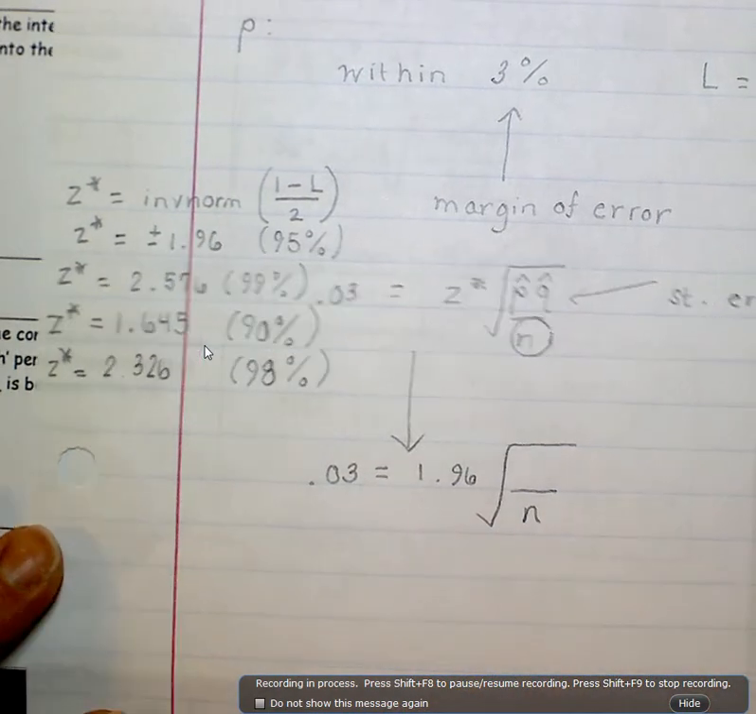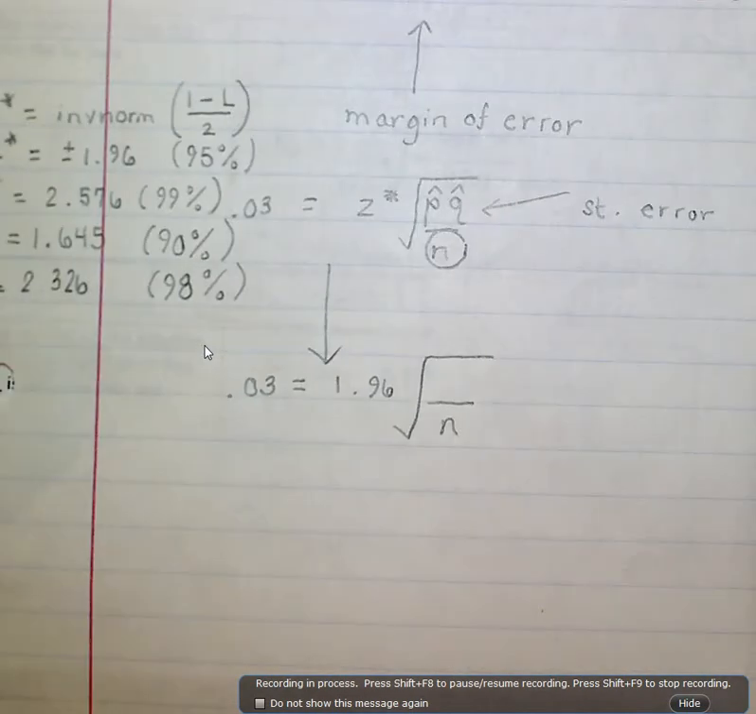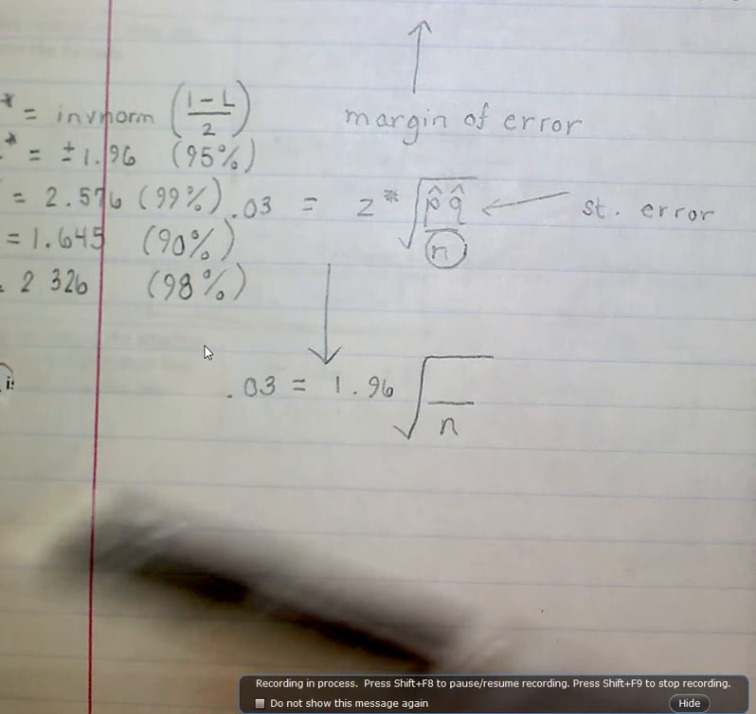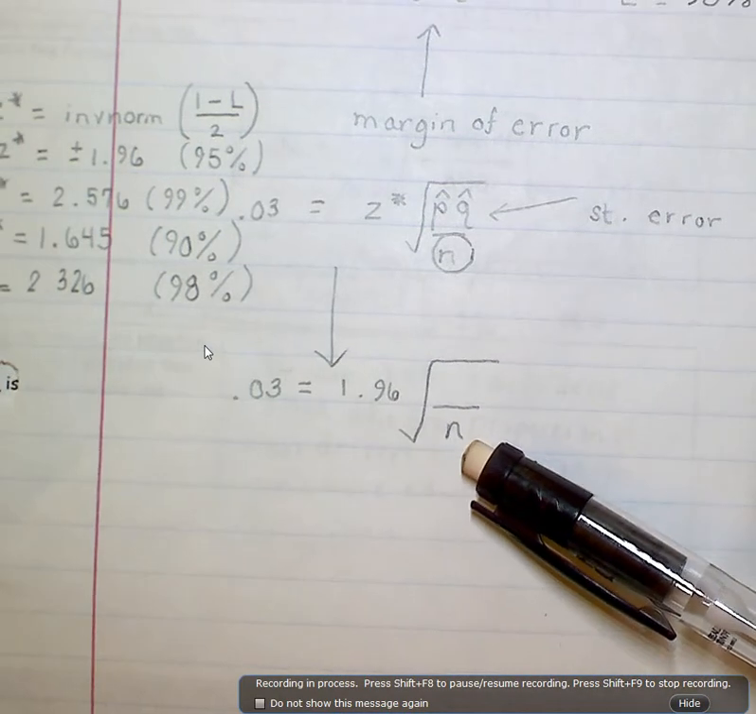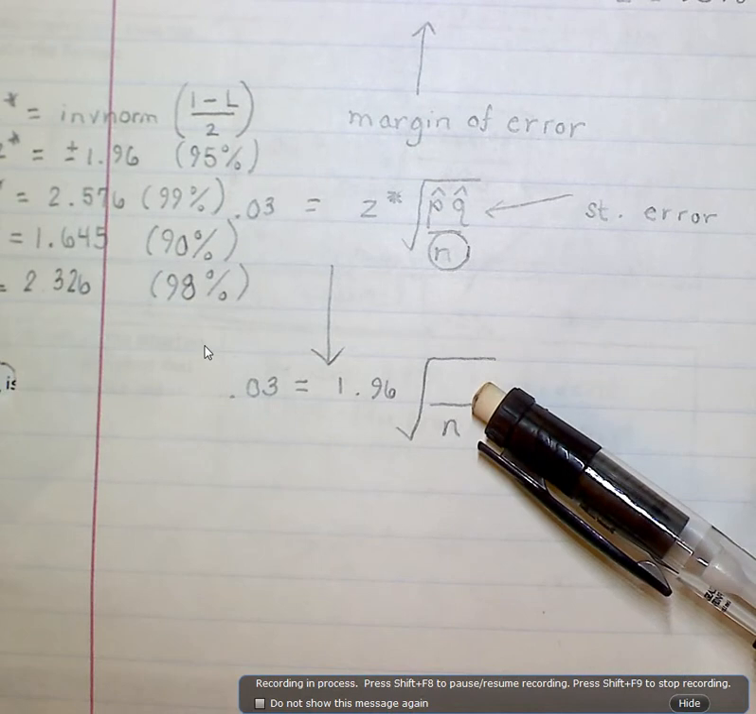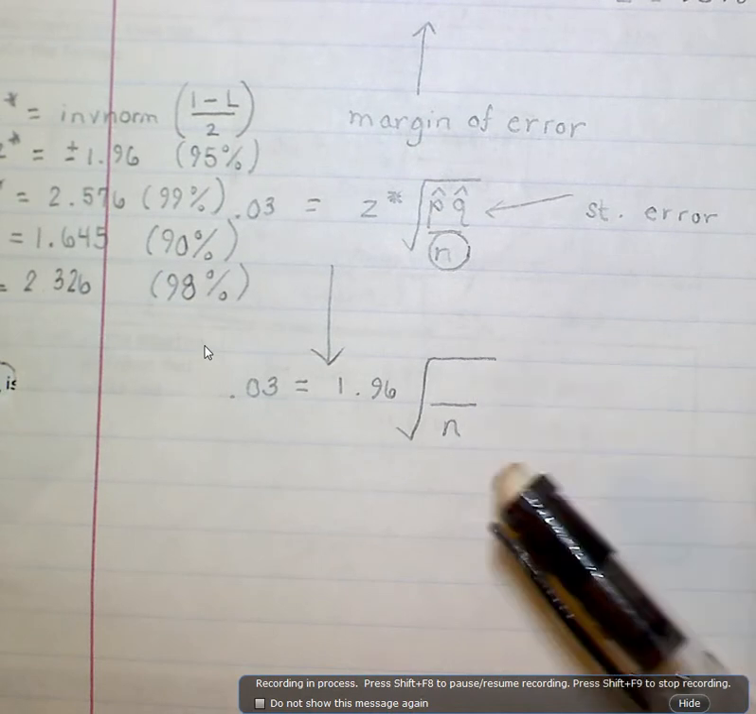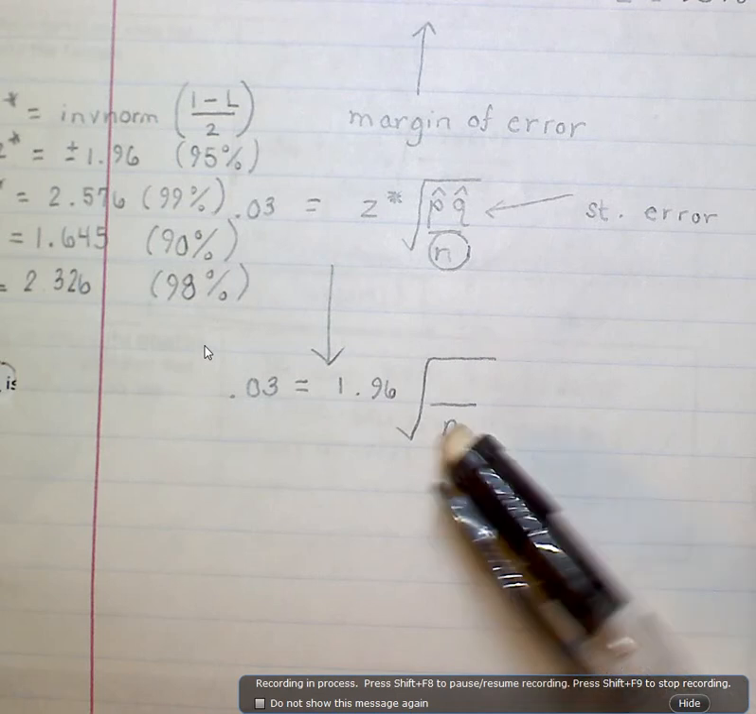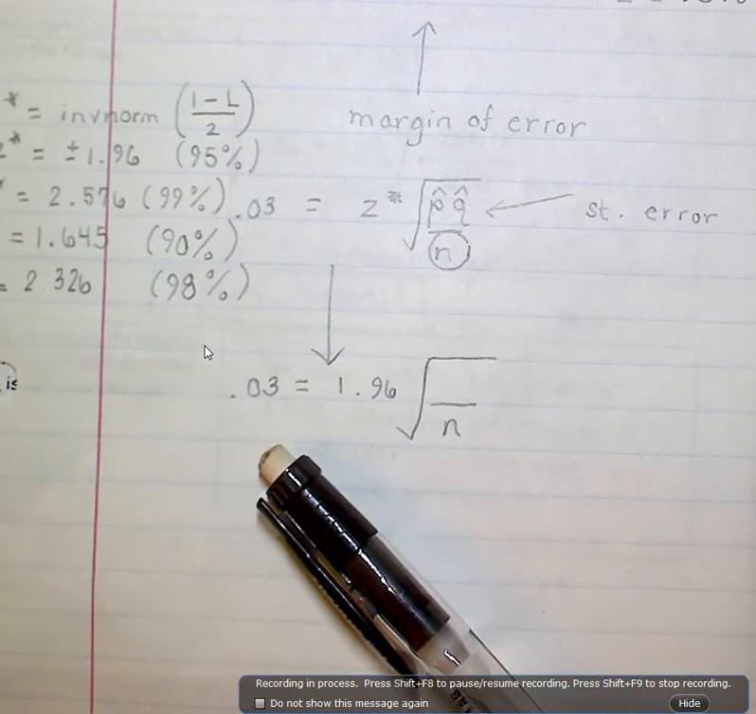I'm trying to find n before I ever go and get the sample. So I don't have a p-hat. Uh-oh. How am I going to figure out what my p-hat's going to be if I haven't taken the sample yet? Well, what we have to think about here is we want to pick a sample size so that regardless of what p-hat we get, that sample size is going to be big enough to keep this margin of error down to 0.03 or less.